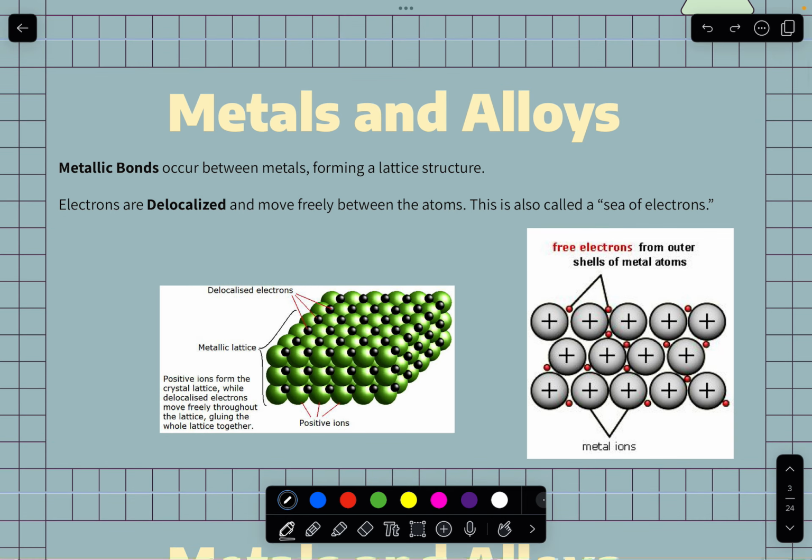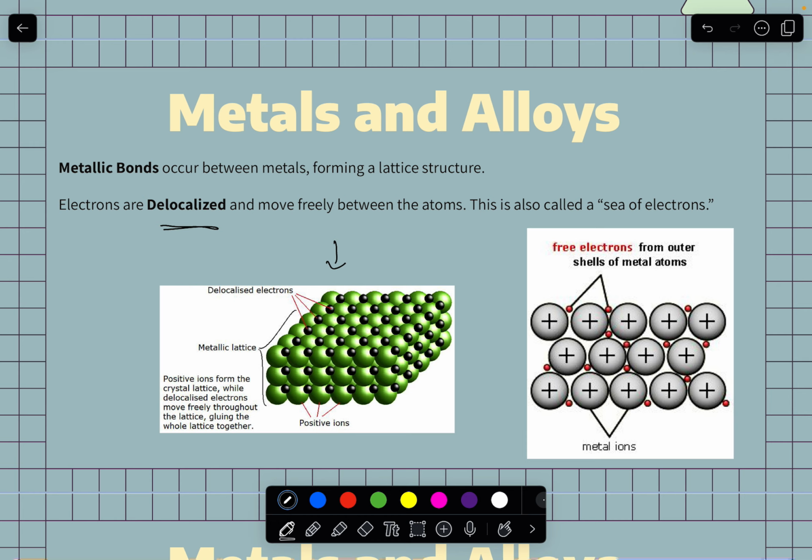Okay, so starting off with metals, right? We've talked about alloys before. You probably heard this word, right? Metallic bonds occur between metals. So in this image here on the bottom, those green circles are our metals. And remember that our metals, on the left side of the periodic table, are cations. They're positively charged, right? Because there are no anions here, no negatively charged atoms, the electrons are delocalized. What that means is they move freely between all the atoms.